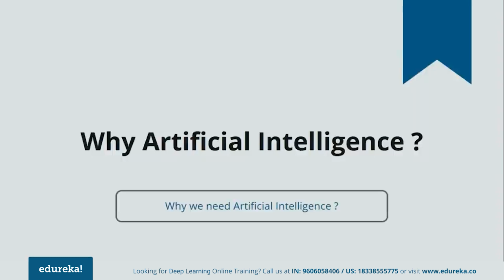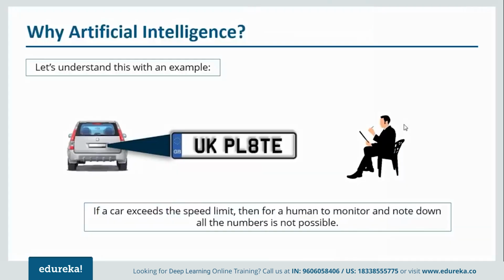But the first thing that we need to focus on is why artificial intelligence? Why do we need artificial intelligence? Now, let us understand this with an example. Nowadays, if you have noticed, if your car exceeds the speed limit, you'll get a letter, basically a challan, at your home. How do you think that happens?